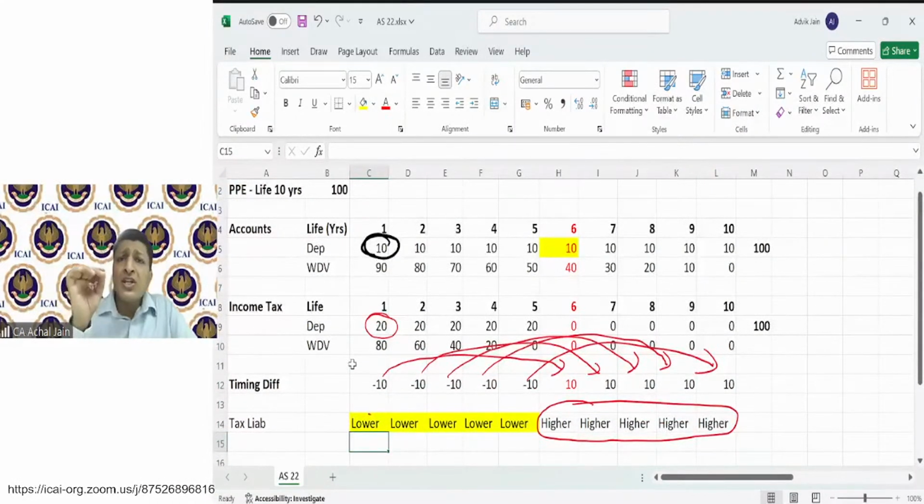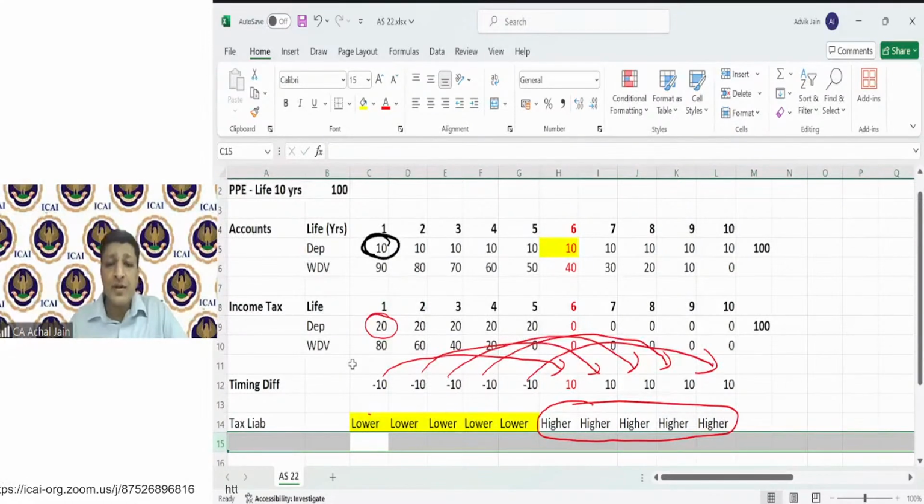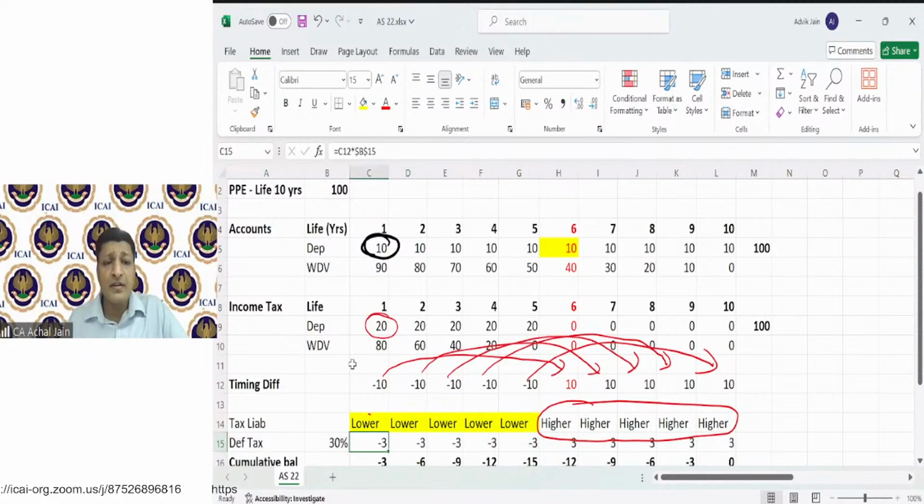now on this rupees 10 in year 1, the company is not paying the tax liability. So what does the company need to do? The company knows this fact that this tax liability has not gone down forever. This has only got deferred. So this tax liability is going to be paid in year 6, in year 7, in future years.